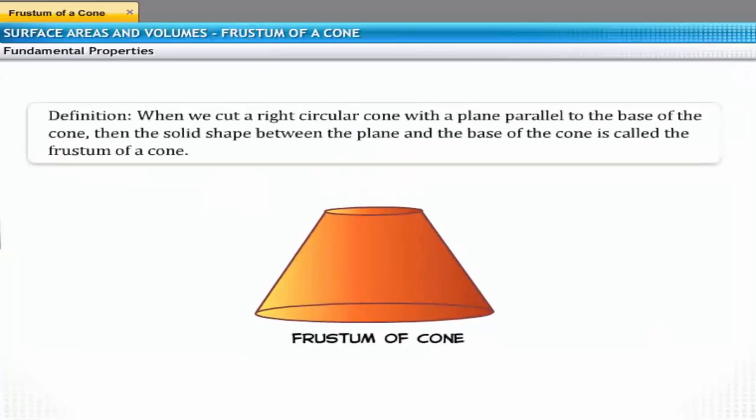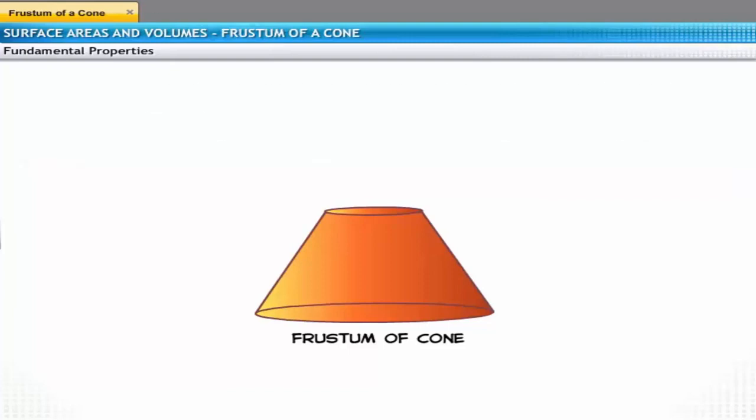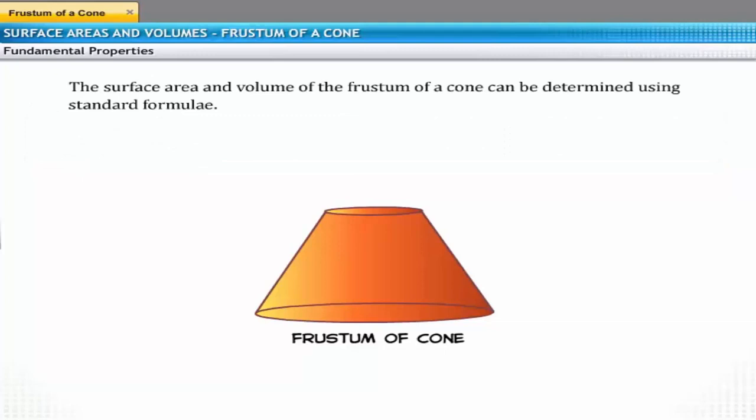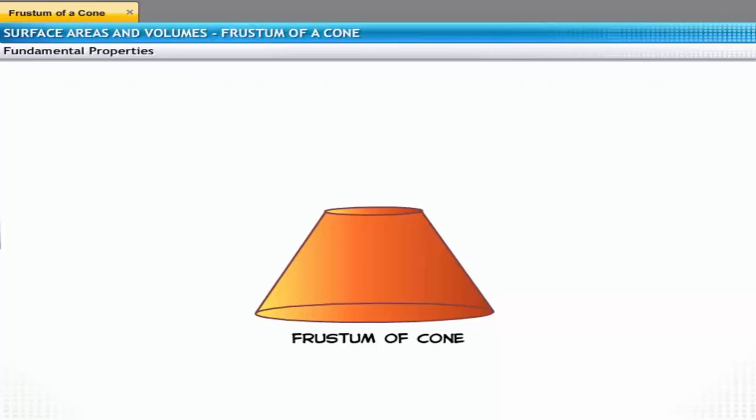As a definition, we may say that when we cut a right circular cone with a plane parallel to the base of the cone, then the solid shape between the plane and the base of the cone is called the frustum of a cone. The surface area and the volume of the frustum of a cone can be calculated using standard formulae.